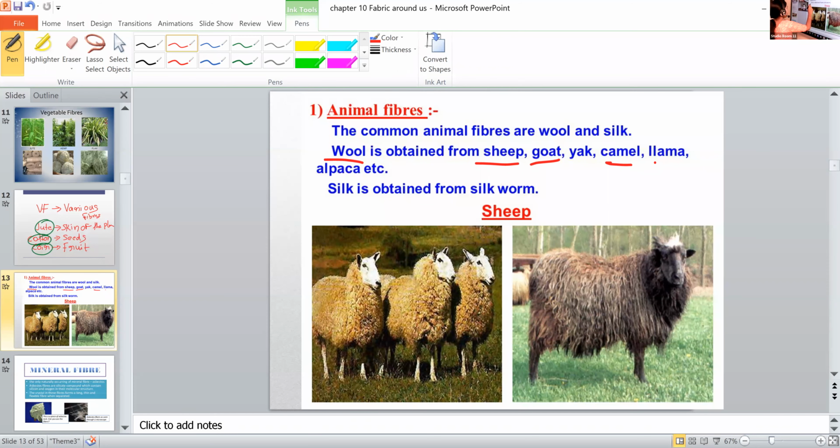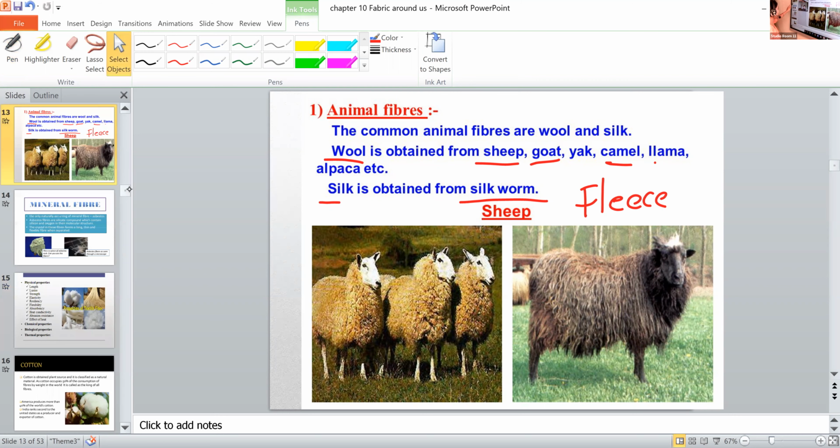Then silk. Silk is also an animal fiber. Silk is obtained from silkworm. These are the examples of animal fibers, like wool, silk, and all. Is it clear? The wool comes mainly from the fleece of sheep. What is fleece? The hair of the sheep. Fleece, F-L-E-E-C-E, of the sheep. That is an animal fiber.